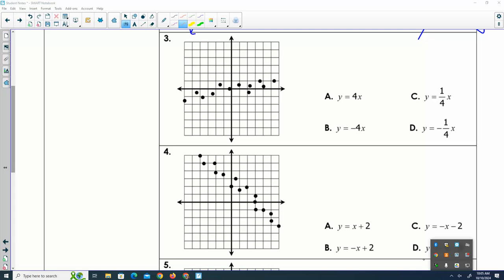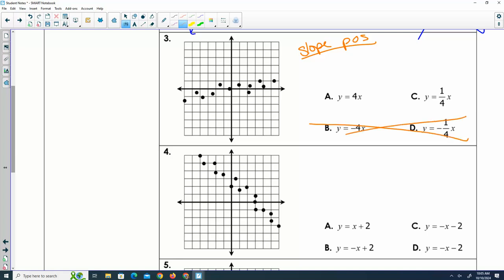Increasing, it's rising, so I know my slope will have to be positive. So if I know that, I can automatically mark off B and D. Okay. If I try to graph these, y equals 4x. That's like 4x plus 0. My y-intercept is 0. Slope 4 over 1. If I go up 4 and over 1, or down 4 backwards 1, is that anywhere close to my points?